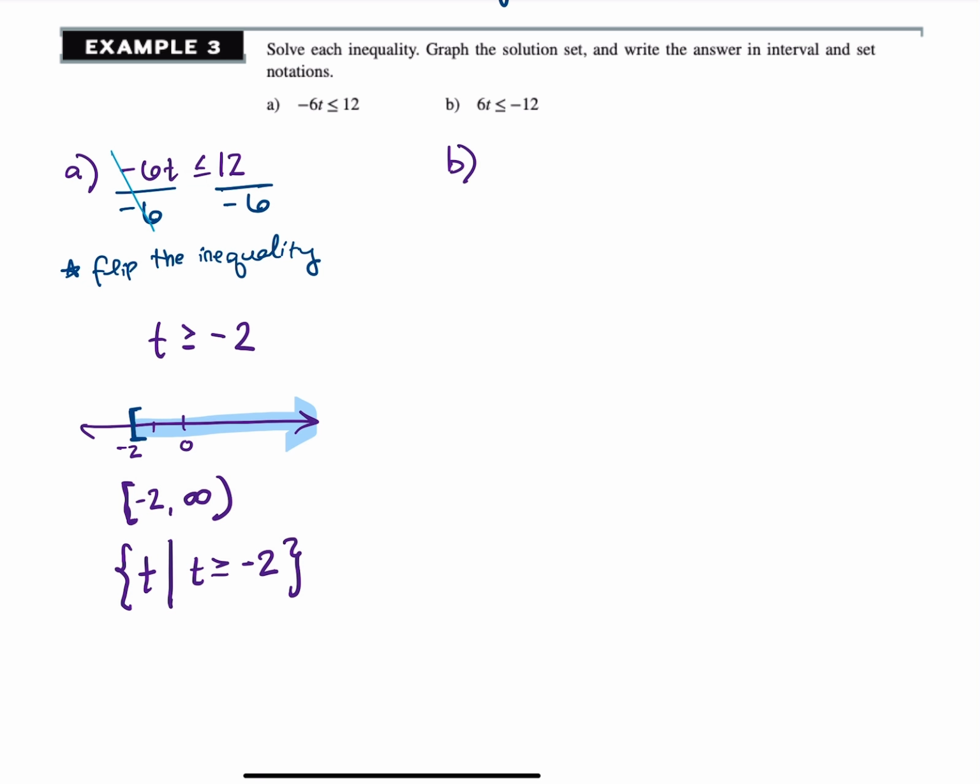And then for b, we have 6 times t is less than or equal to negative 12. The negative is on the other side now. So in order to solve this, notice this time I just divide by positive 6. So even though there is this negative here, what I'm dividing by is a positive number. That's the main thing. Over here we had to divide by a negative. So these 6's would cancel. I would have t is less than or equal to, and then negative 12 divided by 6 is negative 2. So this one keeps the direction.